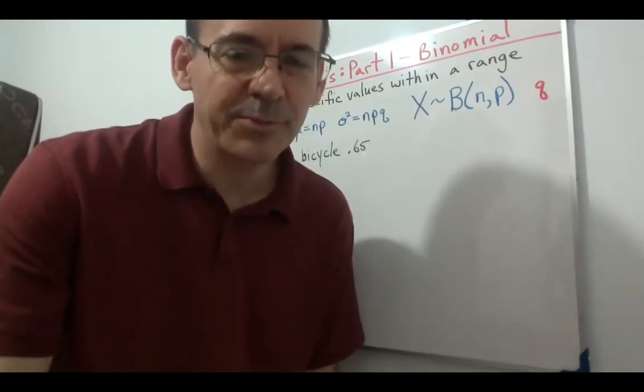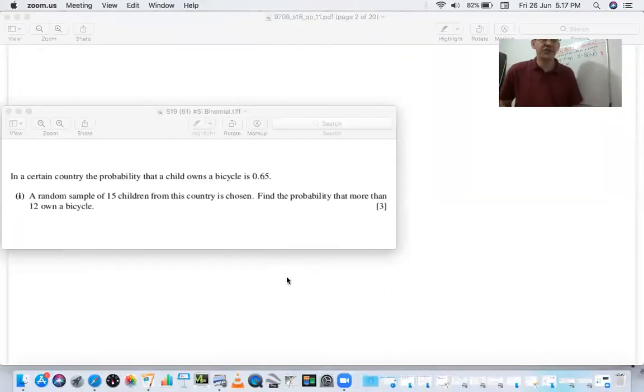Okay, let's look at our first problem. So screen share here and look at our first problem. It says, in a certain country, the probability that a child owns a bicycle is 0.65. Then in the first part of the question, it says a random sample of 15 children from this country is chosen. So a sample is chosen, 15 children. Find the probability that more than 12 own a bicycle. Okay, so out of 15 children, more than 12.